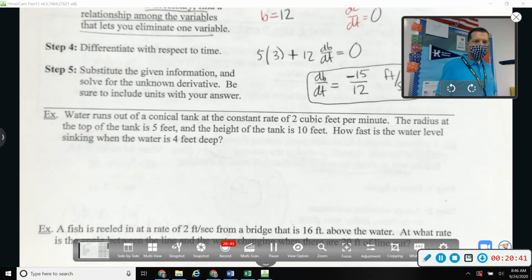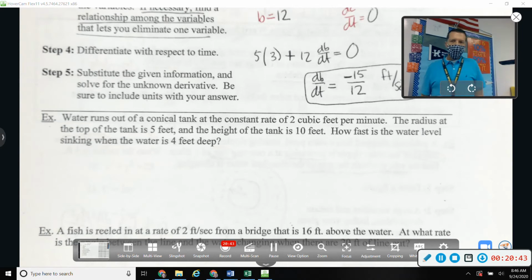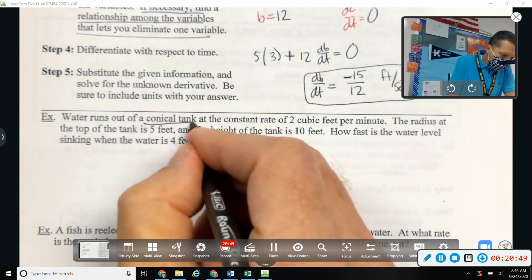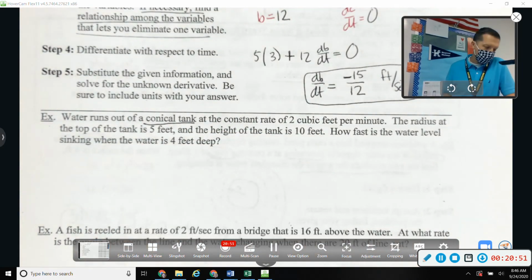Next example. Water runs out of a conical tank at a constant rate. Well, there's not a whole lot of conical tanks, but I guess that makes sense for a math problem. At the constant rate of 2 cubic feet per minute. The radius at the top of the tank is 5 feet, and the height of the tank is 10 feet. How fast is the water level sinking when the water is 4 feet deep?